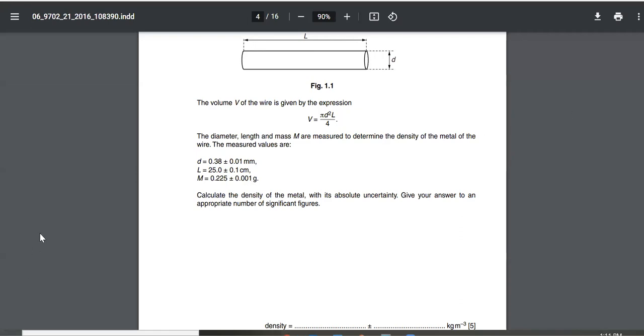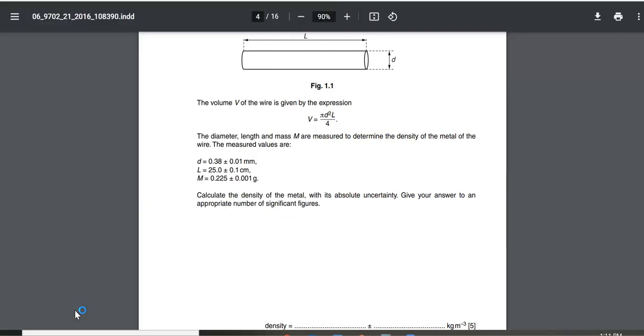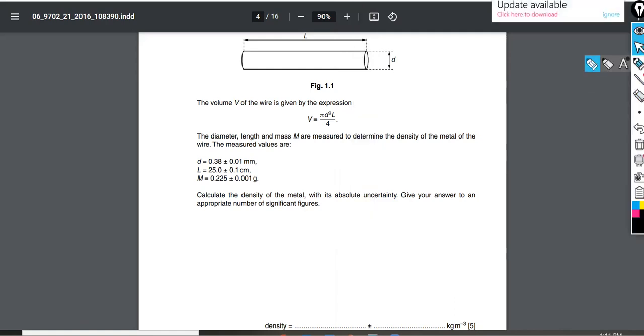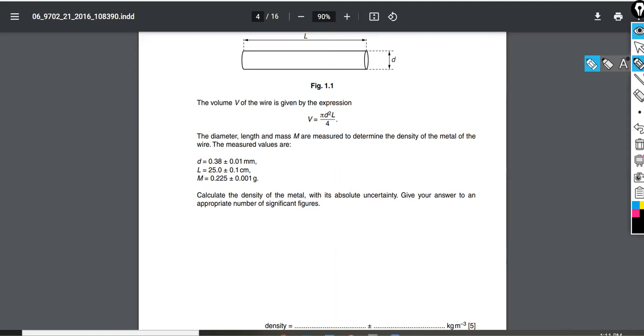Got a writing tool here. So Epic Pen. Maybe one of these days it'll become a legendary pen, a mythical pen. Still waiting for that. All right.